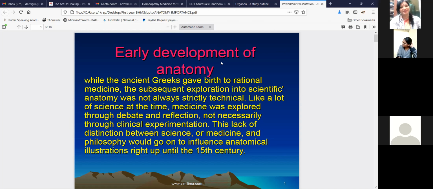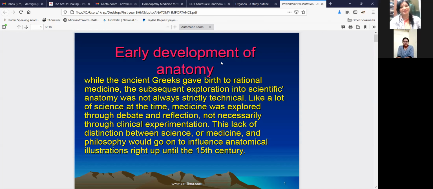So how did this early development of anatomy come into place? The ancient Greeks gave birth to rational medicine. This is related to the conventional system. So we can give the relation to the Greeks. The subsequent exploration went into scientific anatomy. It was not so technical during those times. But as medicine was being explored, by debate and by reflection, but not through so much clinical experimentation, they went on exploring things.